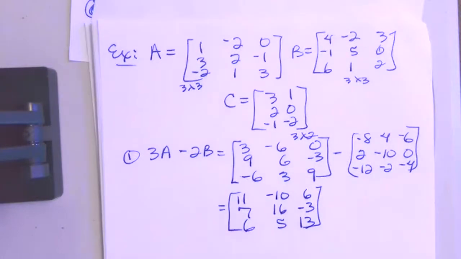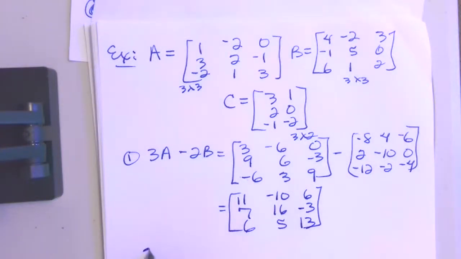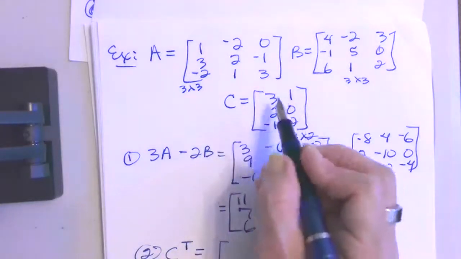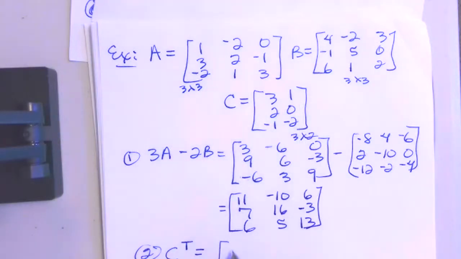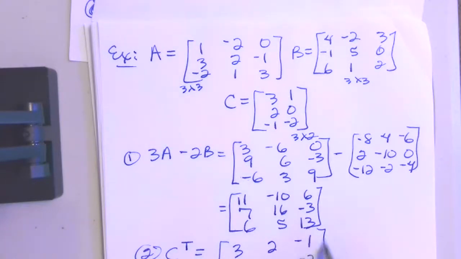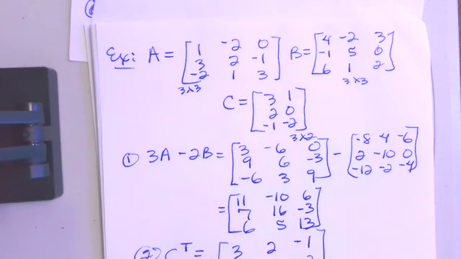Suppose I ask you what is C transpose. So C transpose means we interchange the rows and the columns. So the first row, 3, 1, becomes the first column. The second row becomes the second column. The third row becomes the third column. That's it. Notice C was a 3 by 2 matrix, but C transpose is a 2 by 3 matrix.